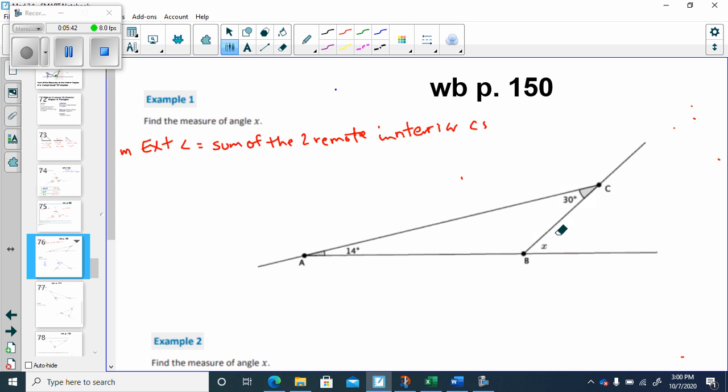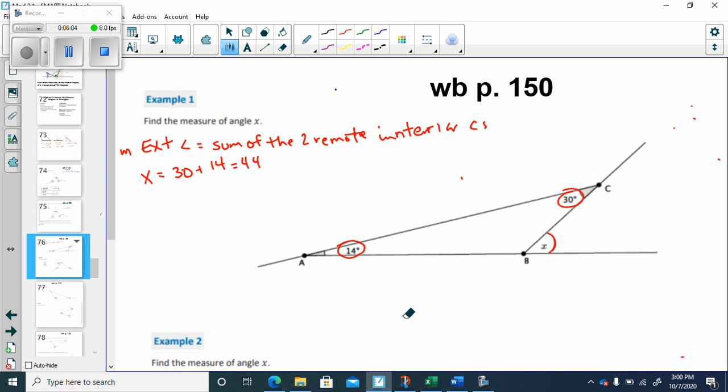In other words, in this case, if I am looking for angle X, if I add together the two remote interior angles, that should give me my answer. X would be equal to 30 plus 14, which is 44. Now, there are other ways we could do this.